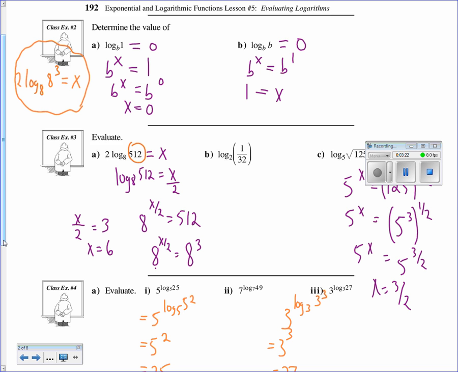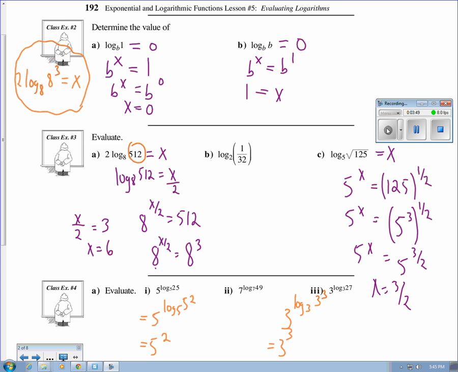Now in the red up on the left, I want you to think about a rule that's coming, but that's coming tomorrow. I could have replaced the 512 right away with 8 to the 3. I'm wondering if you can see the connection of what we did with the 2 and the 3 to get a 6. And then I'll just slide over to this last example.